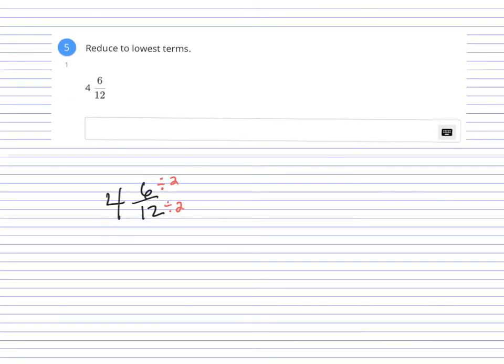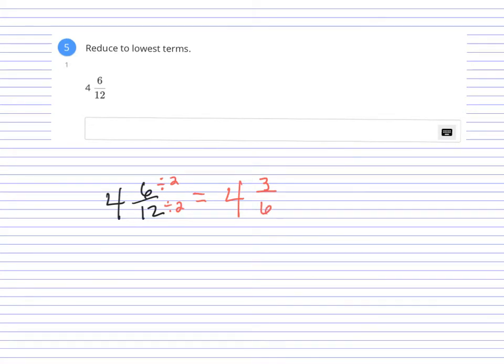So this is what reducing is. It's where you divide both the top and bottom number by the same thing. So if you do this, again, remember the big 4 is going to come over. That won't change. And then I'm going to do 6 divided by 2, which gives me 3. And then I'm going to do 12 divided by 2, and that would give me 6.